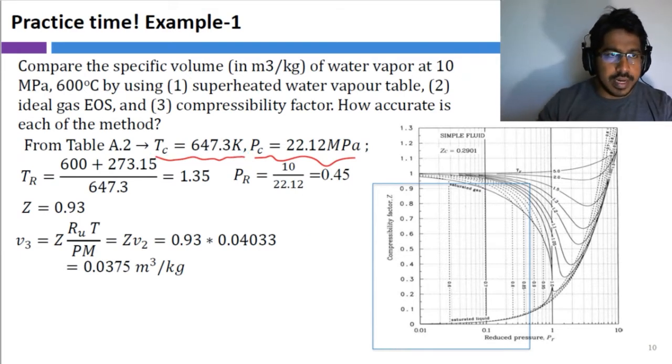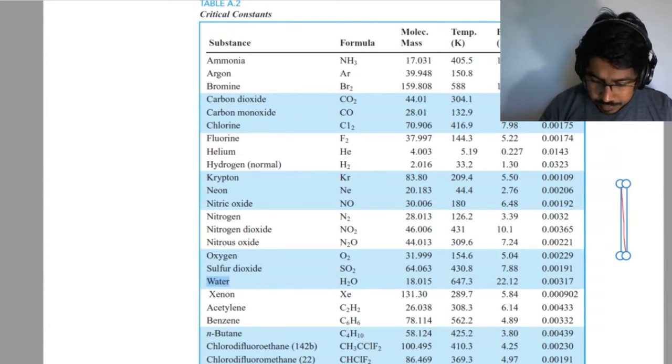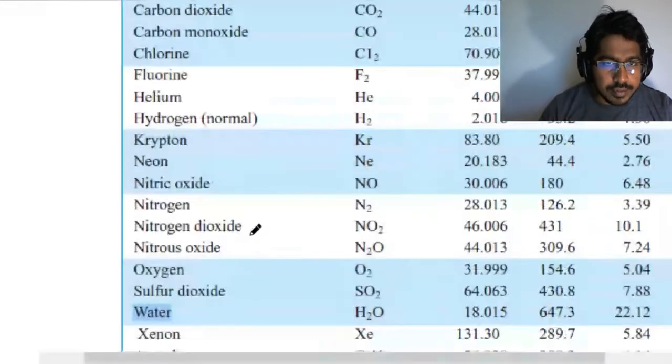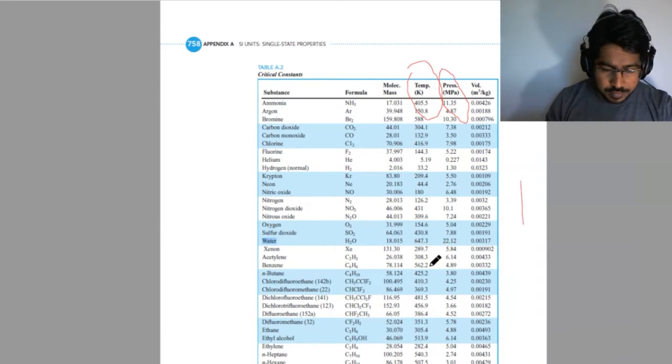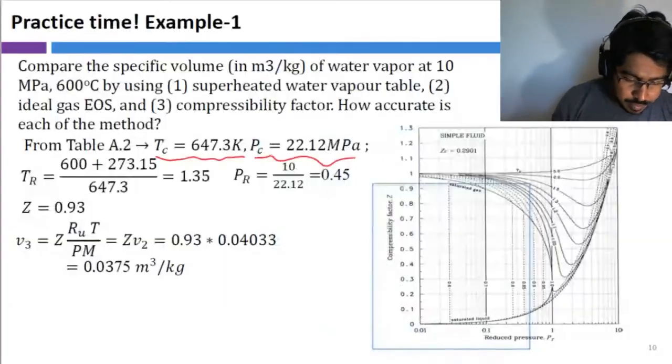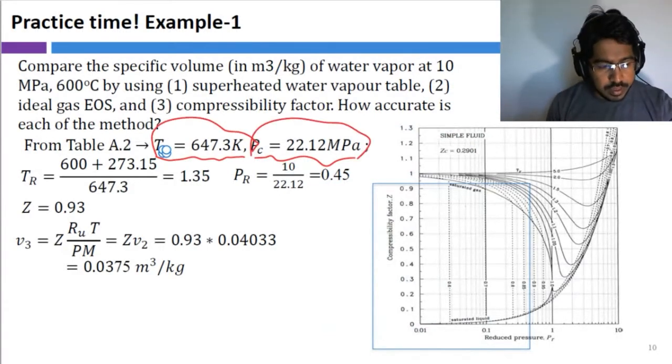So similar to what I did, if I go real quick to my property tables, I will go to the critical constants that I see here, right? And there you see that the critical temperature and critical pressure are given. So for water, critical temperature is 647 Kelvin, and critical pressure is 22.12. So I pick these values, and then I come back here. So I have the critical constants, right?